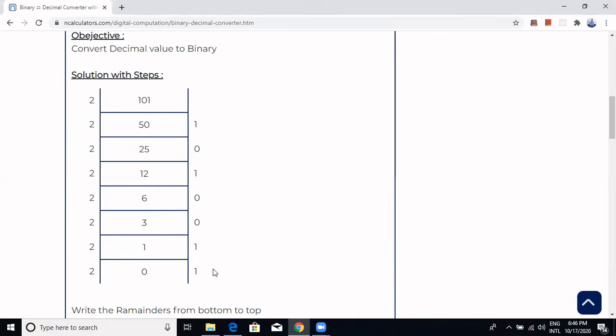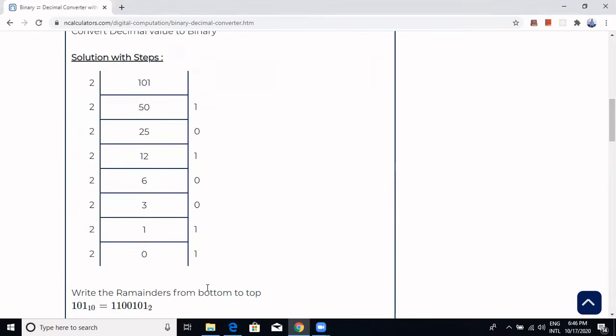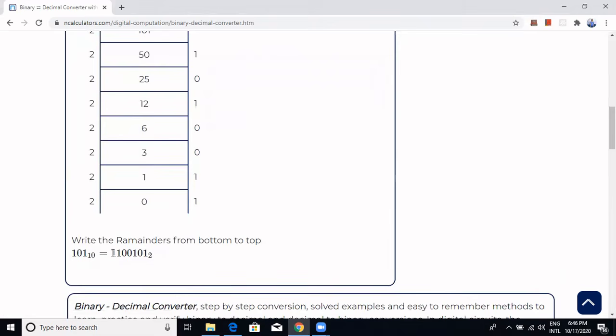No worries. So then you take all your right hand side from bottom to top. That is how you get this answer, 1100101 in binary. See, totally different. 101 in the decimal number system is not the same in binary. Can you understand?